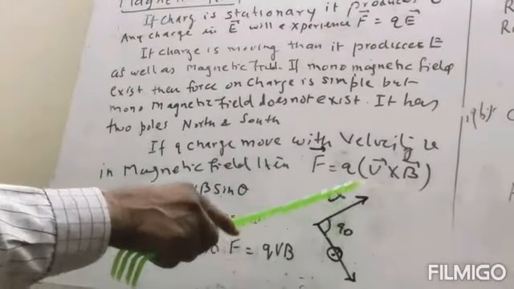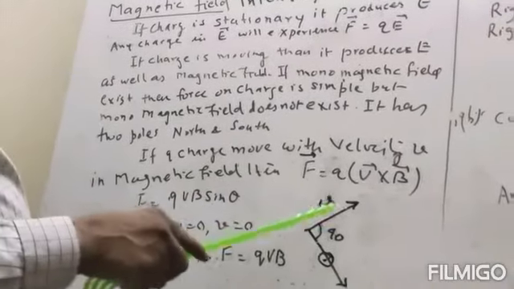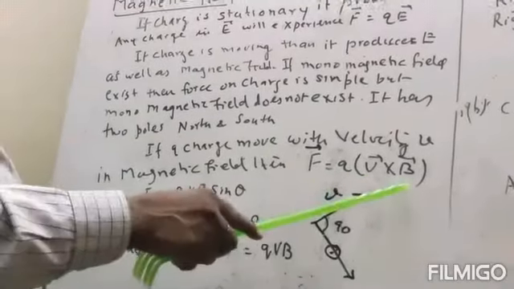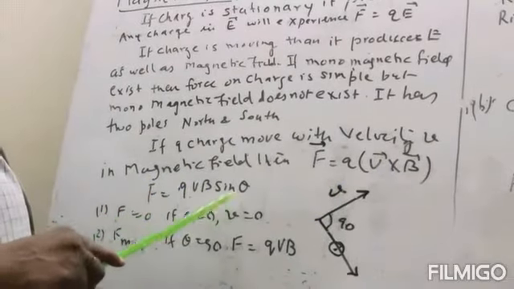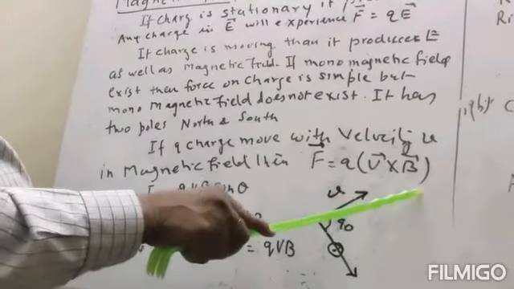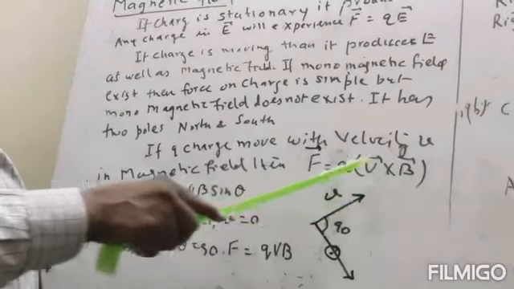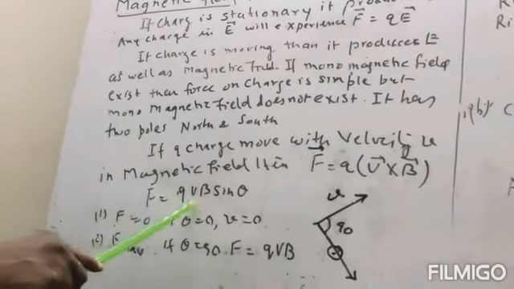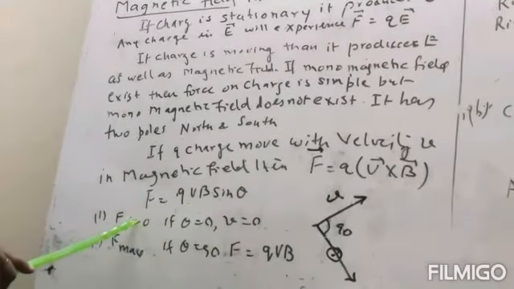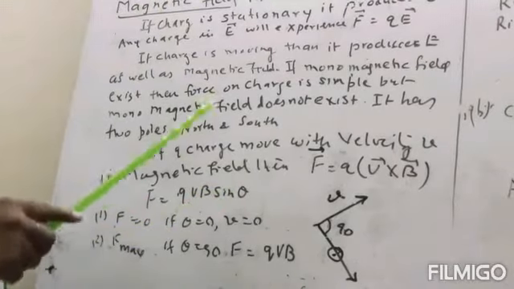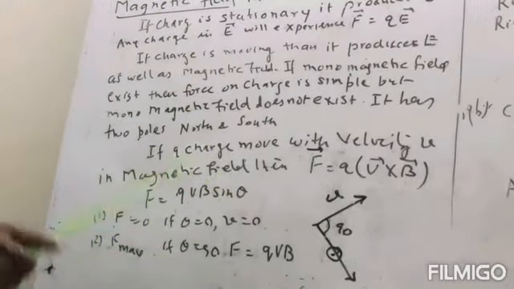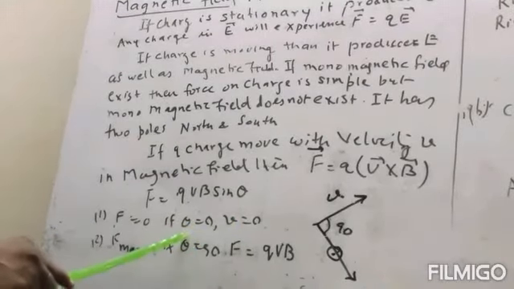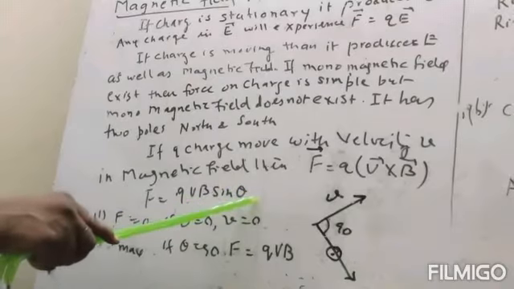Now when will this force be equal to 0? If V is equal to 0, then it will be equal to 0. So we can write force is equal to QVB sin theta, from the cross product V cross B equal to VB sin theta. Theta is the angle between V and B. So if velocity is 0, then force will be equal to 0, meaning if the charged particle is stationary, there will be no force. Second, the force will be 0 if theta is equal to 0, since sin 0 is equal to 0.